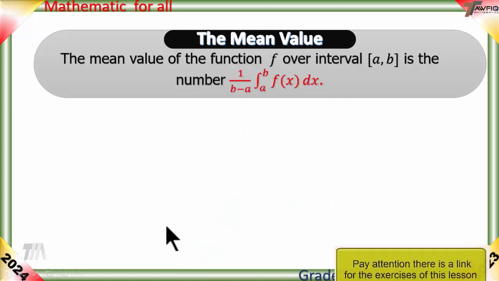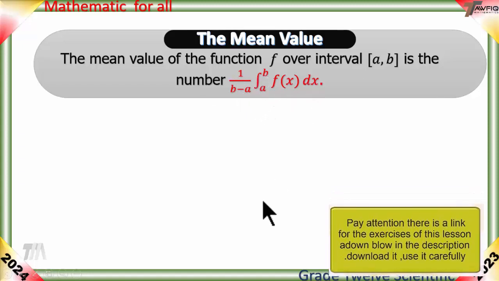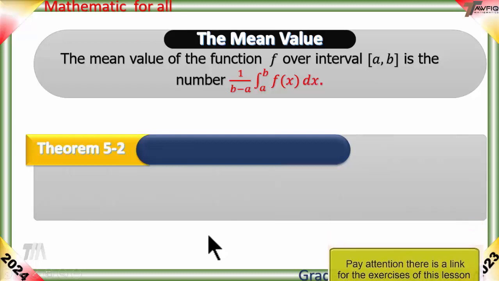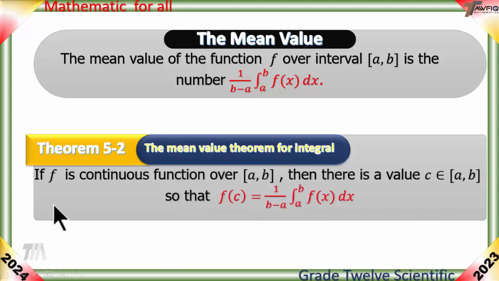The mean value. The mean value of the function f over the interval [a, b] is the number 1 over b minus a times the integration from a to b of f of x dx. Theorem 5.2, the mean value theorem for integrals: if f is a continuous function over [a, b], then there is a value c belonging to [a, b] where f of c is equal to 1 over b minus a times the integration from a to b of f of x dx.